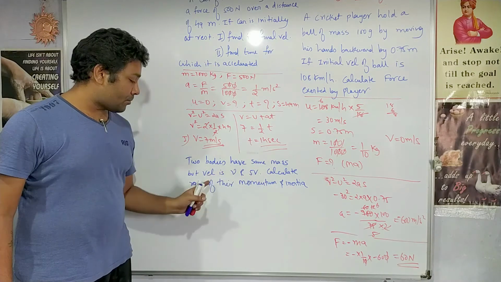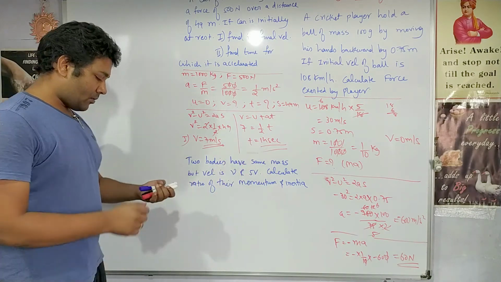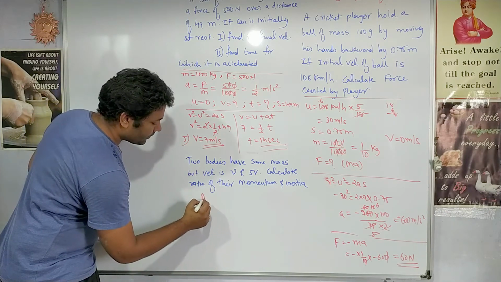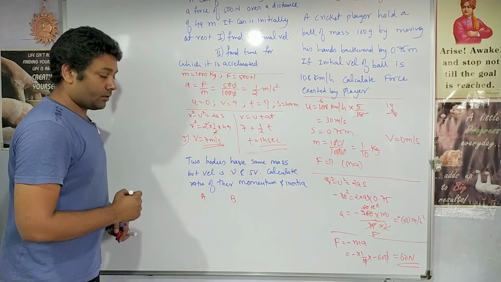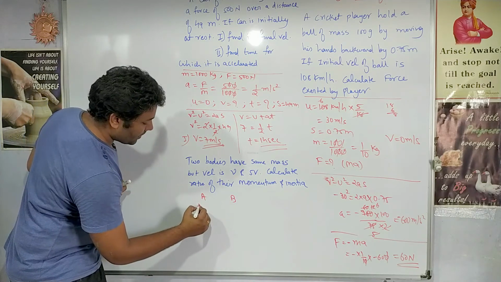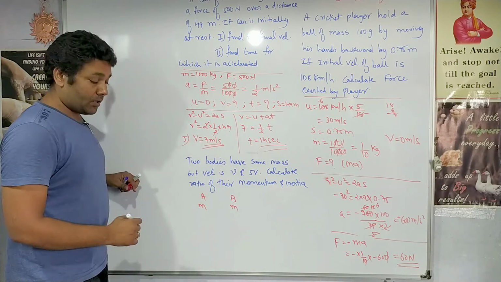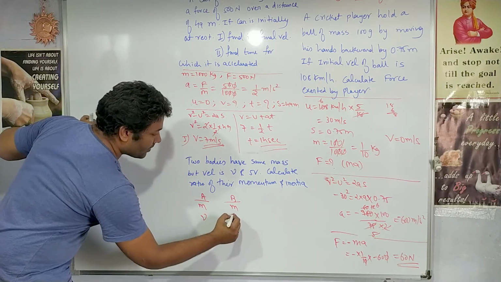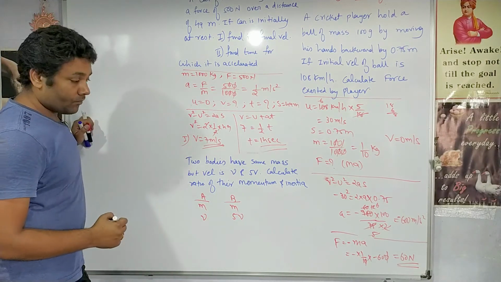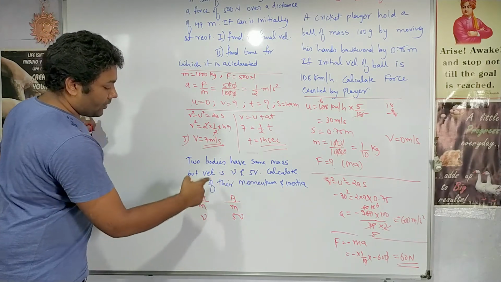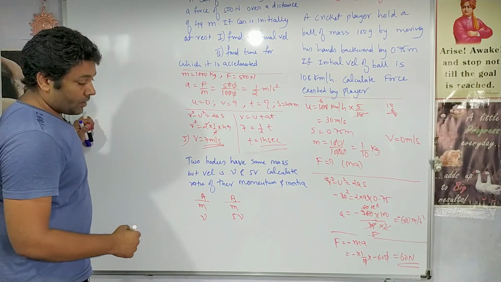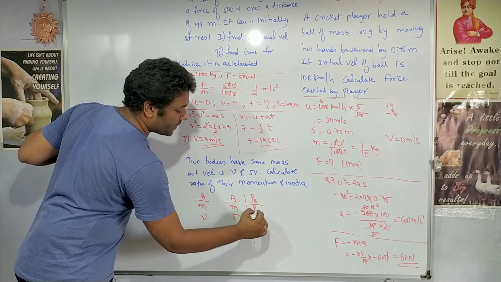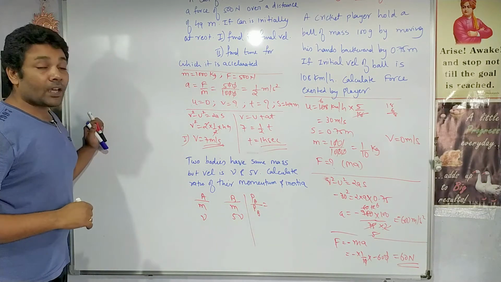Two bodies have the same masses. Let us take two bodies first. We have a body A and a body B. Masses are the same, so mass is m here and mass is m here. Velocity is v and 5v. This has velocity v and this has velocity 5v. We calculate the ratio of their momentum. So how do you calculate the ratio of their momentum? That is momentum of A upon momentum of B. This ratio they have asked.